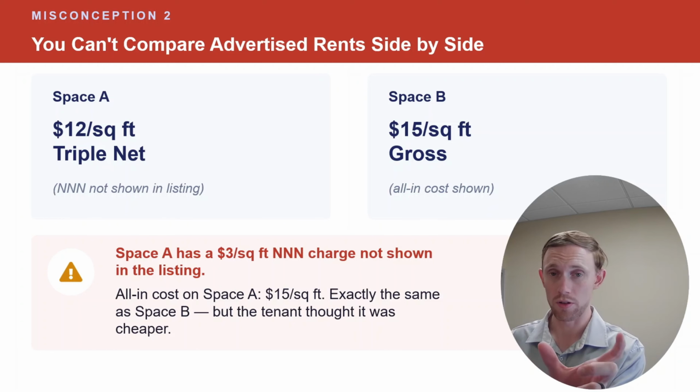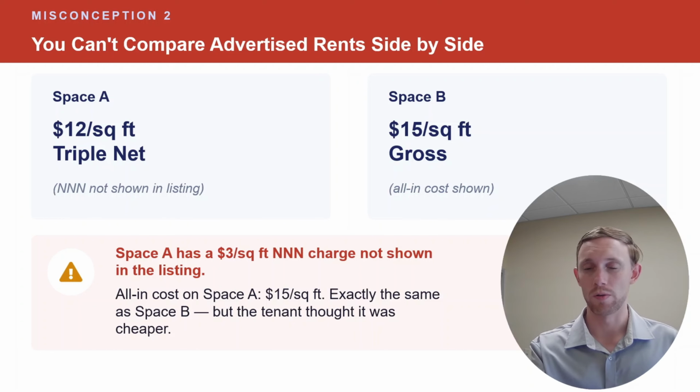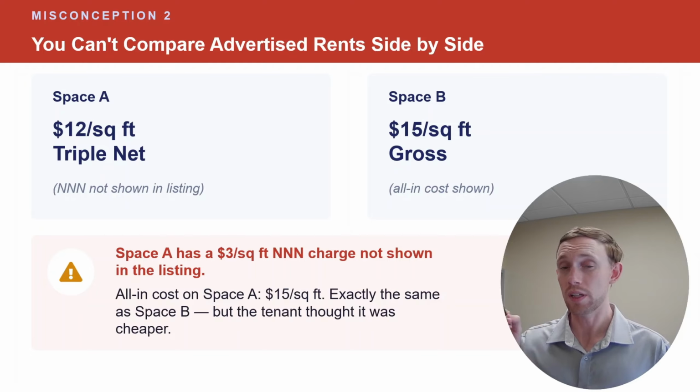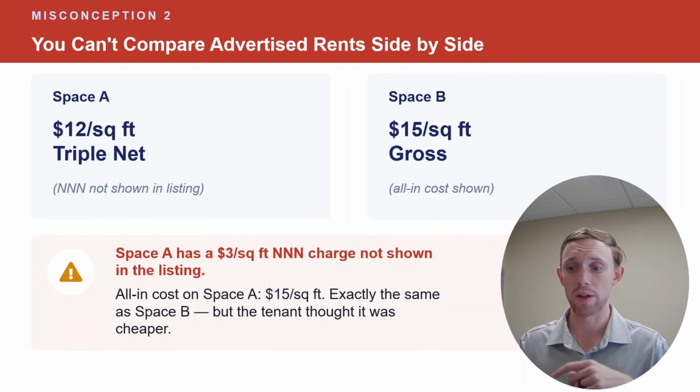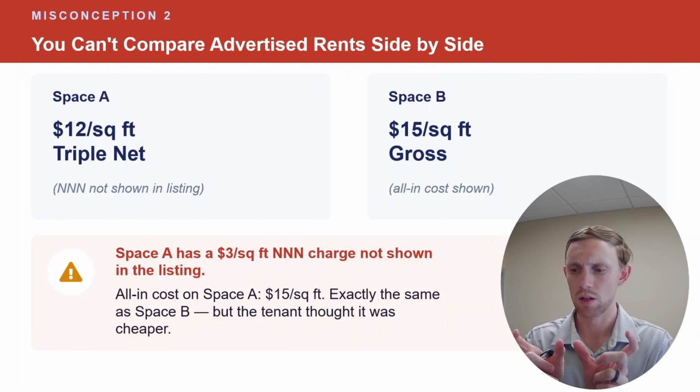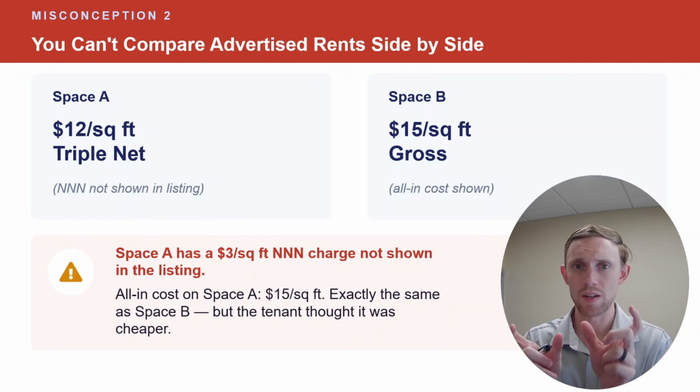So, okay, you just saw it's $12 a square foot. Then you go to the next property over here and you see it's listed as $15 a square foot gross. But that's the total cost. But if you don't know what you're doing, you'll think, oh, this triple net deal, it's $12 versus $15, so I'm saving $3.